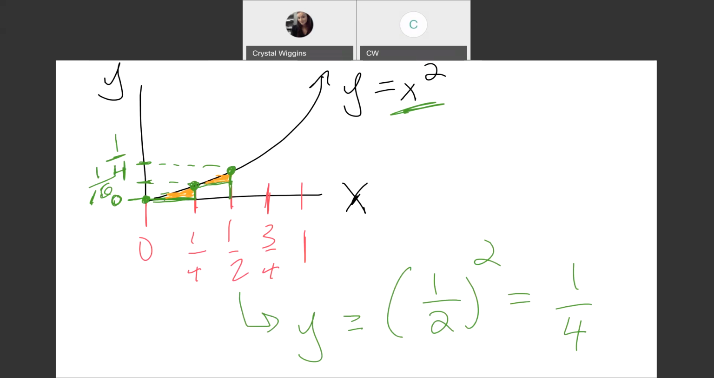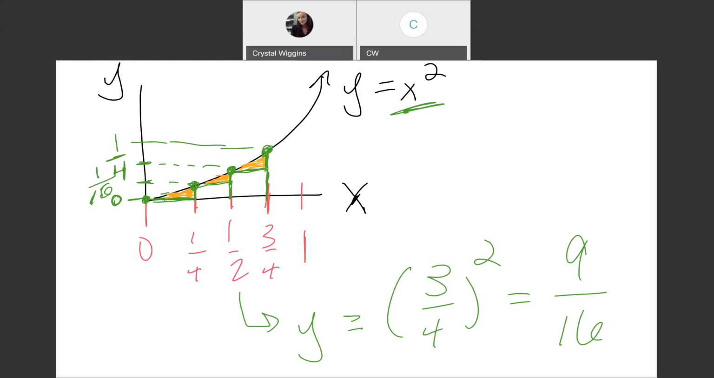Okay, draw across. And we can see that there is area unaccounted for in this calculation of this rectangle. Our fourth rectangle will be determined by a height of 3/4. So we're finding the height at 3/4. And if we square 3/4, we get that 9/16 height.